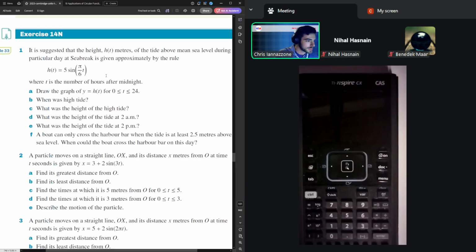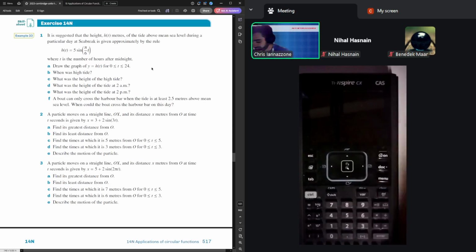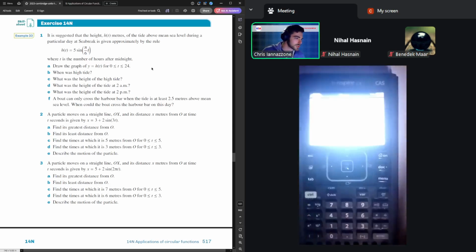Awesome. Alright, let's see it then. We'll practice a few of these, and then we'll move on to the extended chapter review if we can. So, question 1. A circular function is given to us, so this is all going to be about the analysis of what we have. First up is draw the graph. It's all assumed that we have CAS, so I'm going to go ahead and do that.